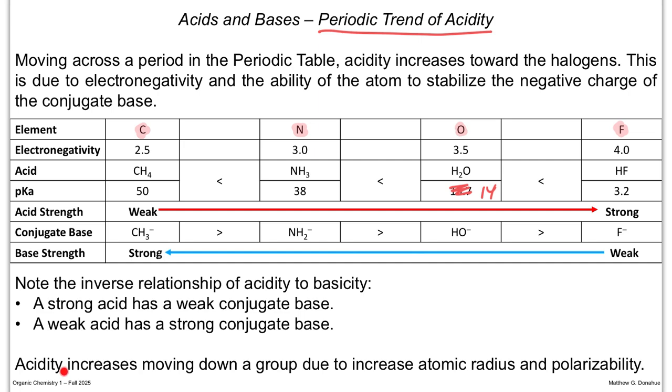So the other thing, this trend is showing you moving horizontally. Typically, when you're moving down a group, as we saw with the halogens, acidity will increase due to the atomic radii increasing and then polarizability. Any questions?